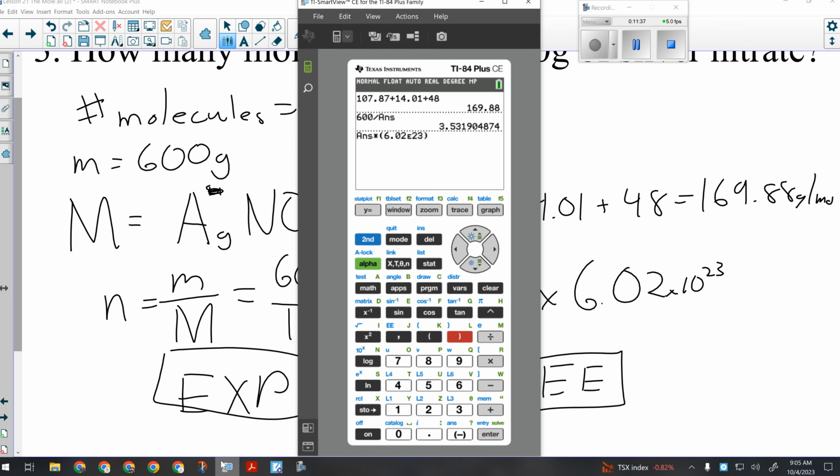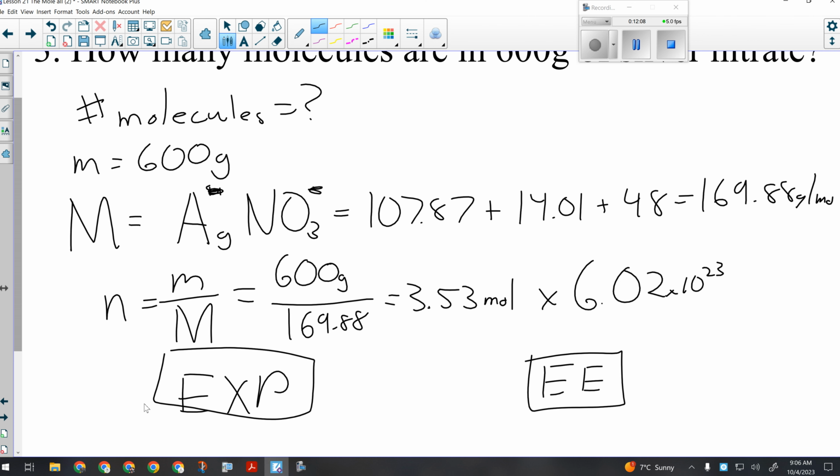Any number in scientific notation should always be enclosed in brackets on a calculator. Otherwise, your calculator tries to do order of operations, and it messes things up really bad. So I've got my 3.53 multiplying it by Avogadro's number, and this is what I get. We'll round to 2 decimal places: 2.13 times 10 to the 24. That's my E24, so it's times 10 to the power of 24.